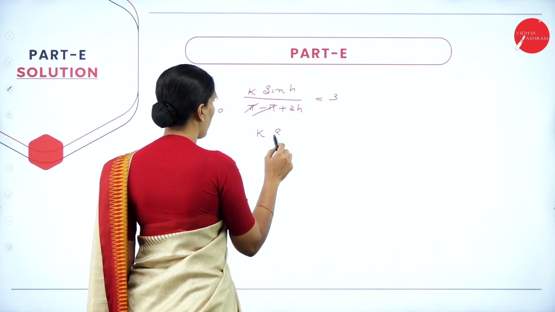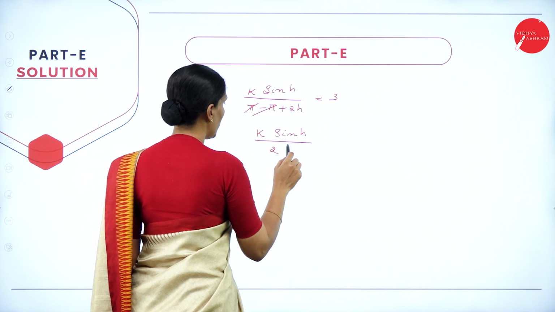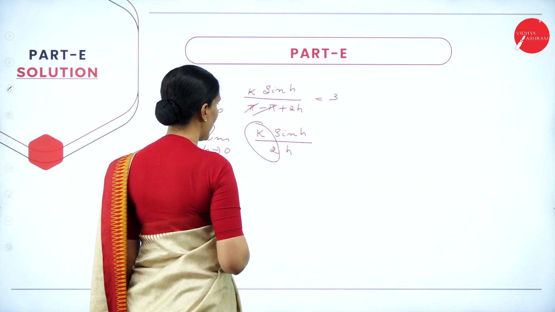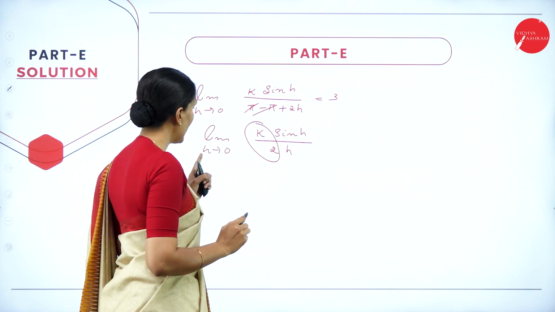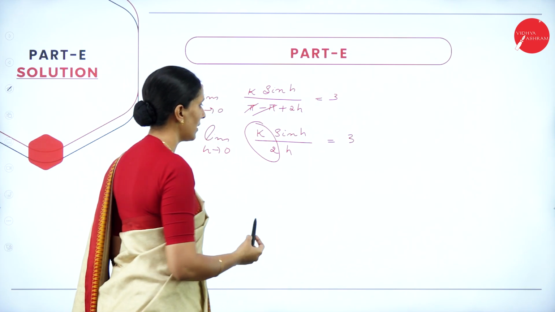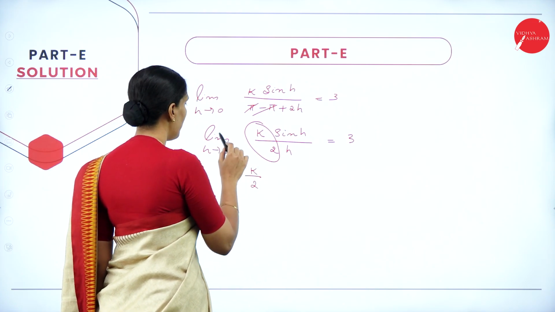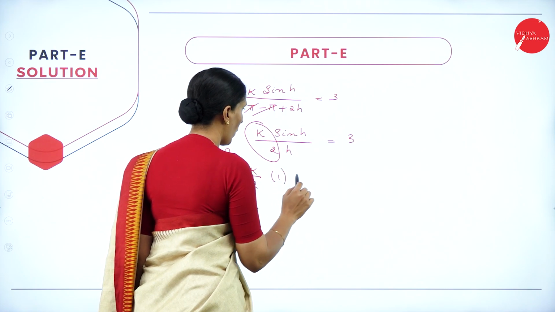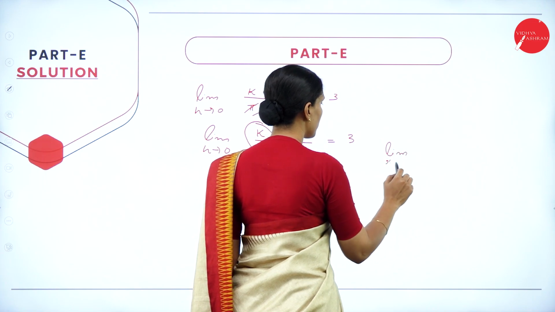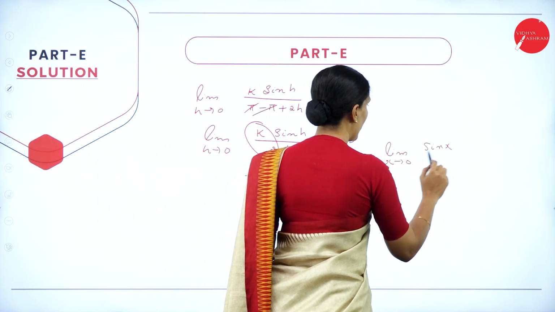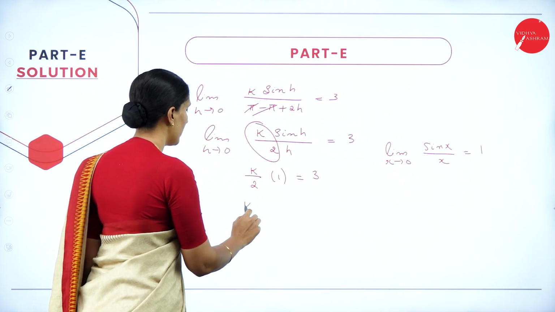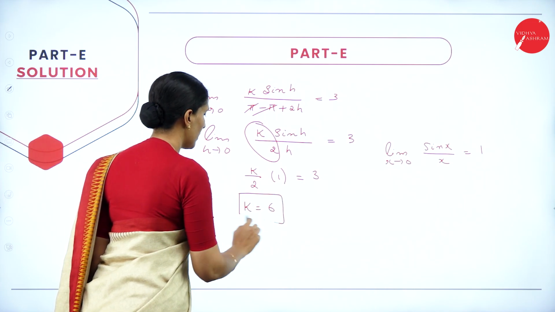So then it will be in the form of k sine h divided by 2h as limit h tends to 0. Now taking k by 2 outside, applying the limit sine h by h with the limit h tends to 0, and on the right hand side we have 3. So we get limit h tends to 0 sine h by h as 1, because it's the standard limit of the form limit x tends to 0 sine x divided by x is equal to 1, where x is in radians. Now k is equal to 6. So this is the value of k.